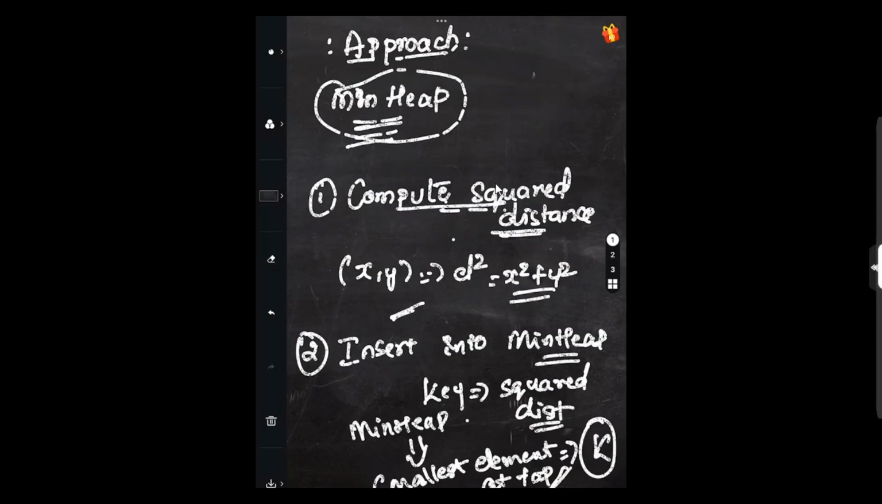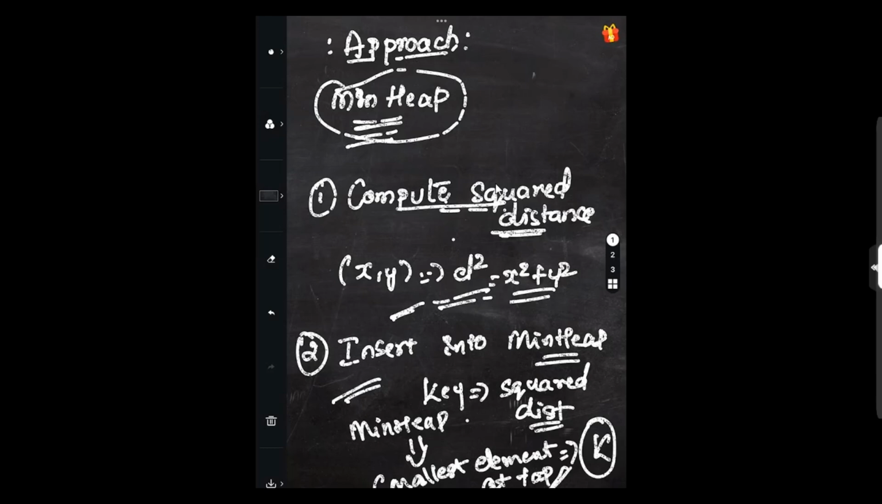First thing is, for each point x comma y, we are computing d square equals x square plus y square. We saw this one. Second thing is inserting into min heap: we store each point in the min heap, where key is the squared distance, and min heap keeps the smallest elements at the top.